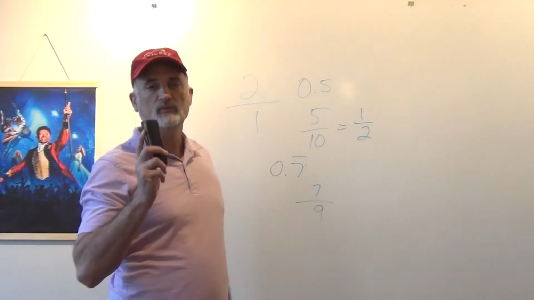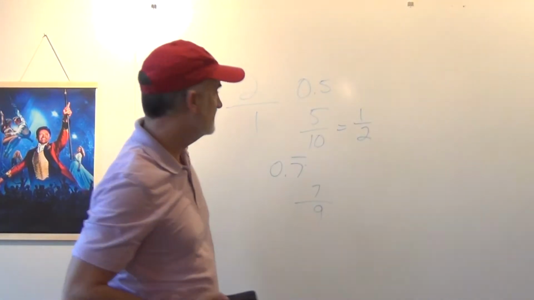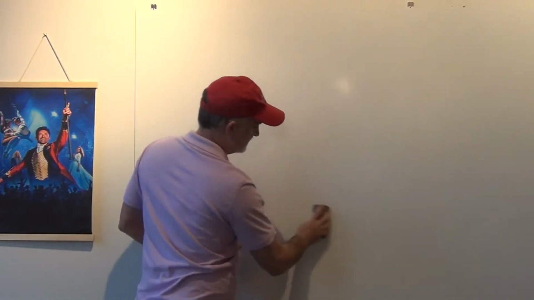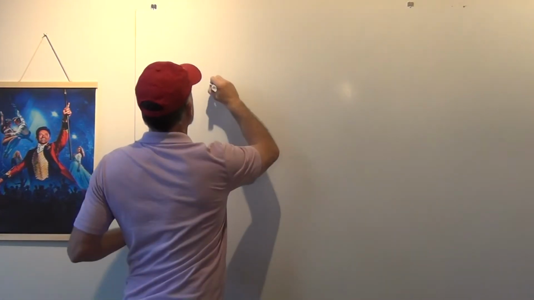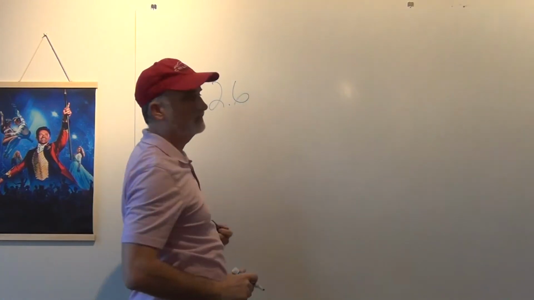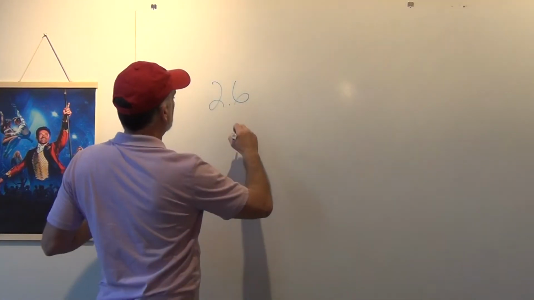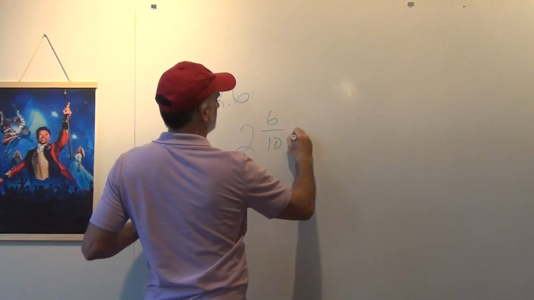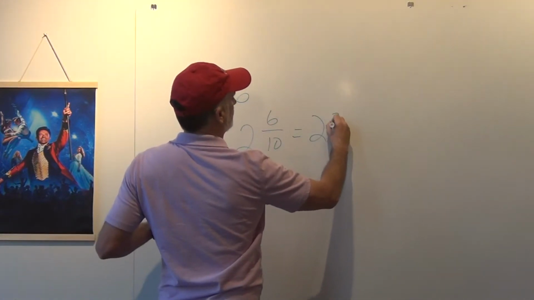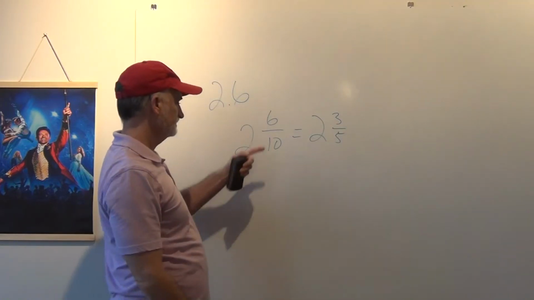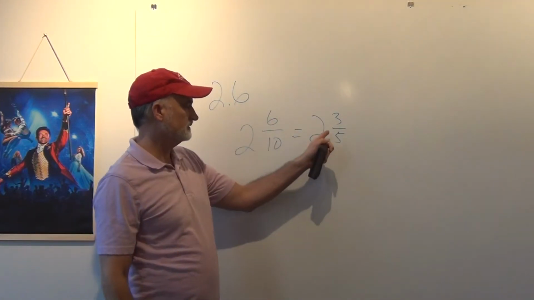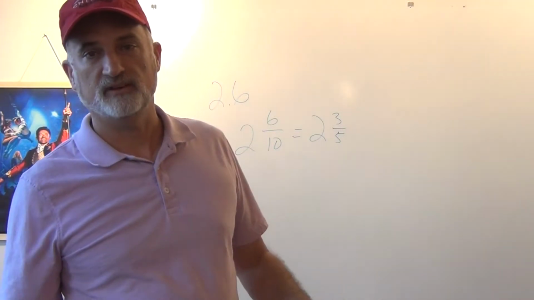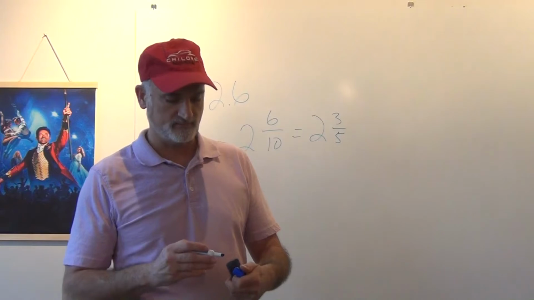All right, you try to do one. 2.6. Is 2.6 rational or irrational? Okay. Well, let's turn it into a fraction, which would be 2 and 6 over 10ths equals 2 3/5. I had to reduce that. So is this rational? Yes, it is, because it's definite. It has a definite ending. Okay.